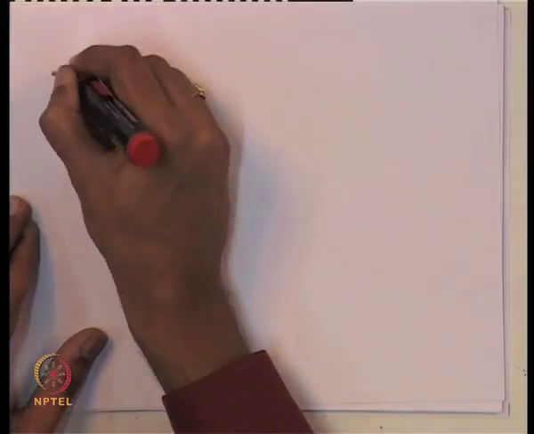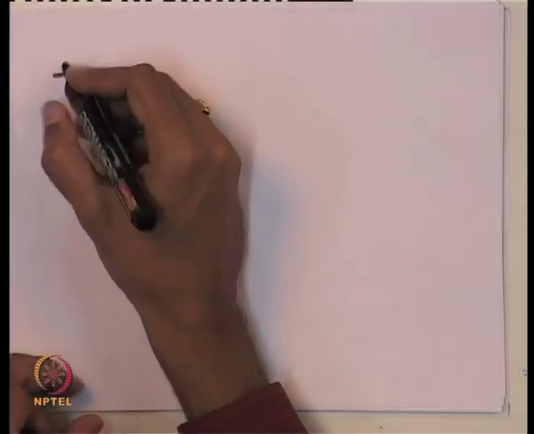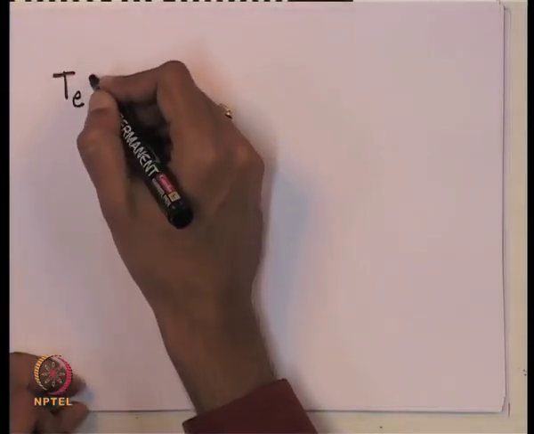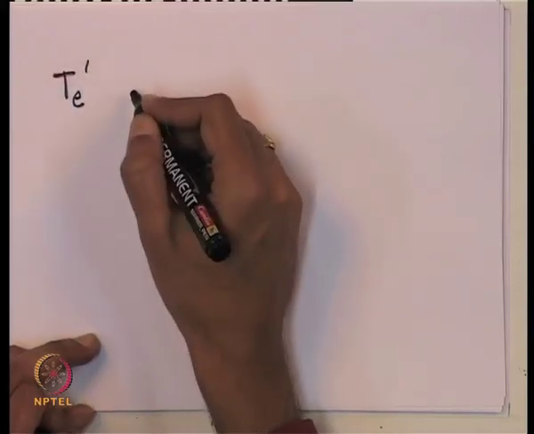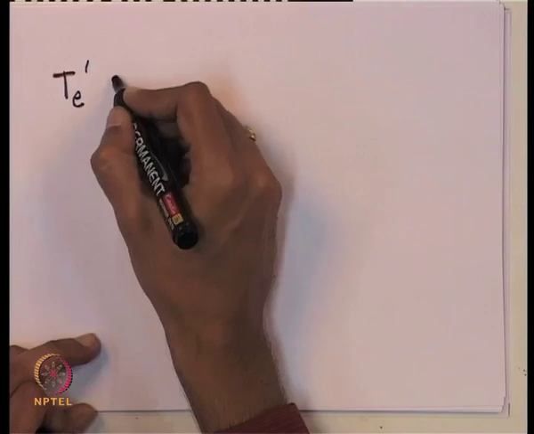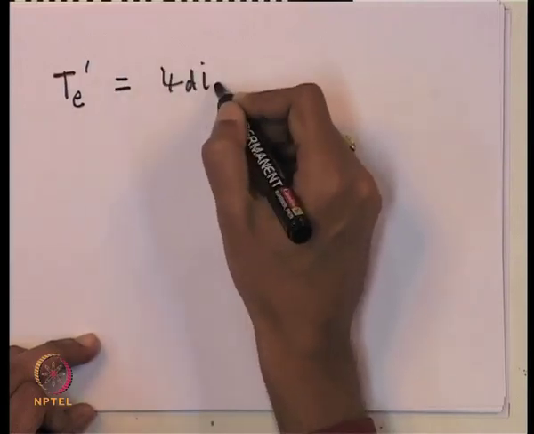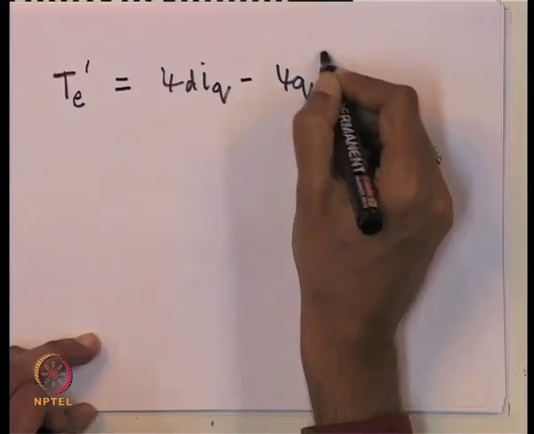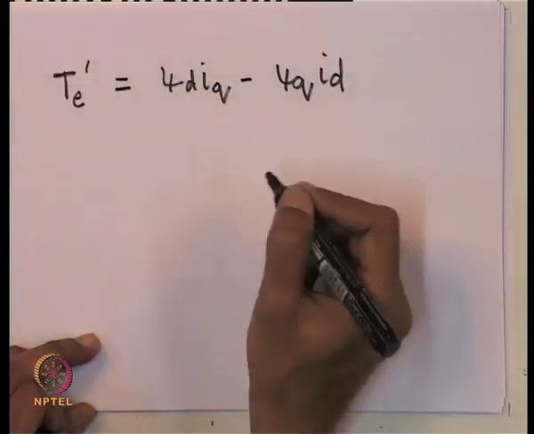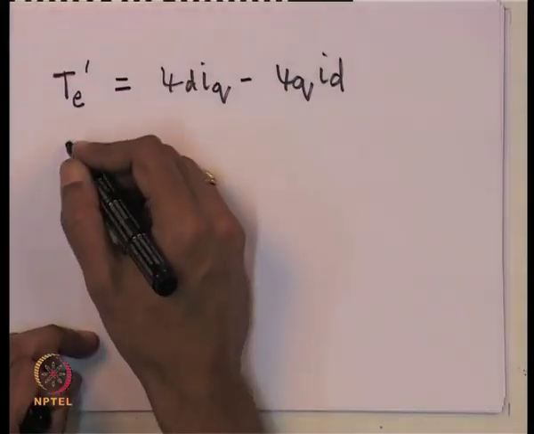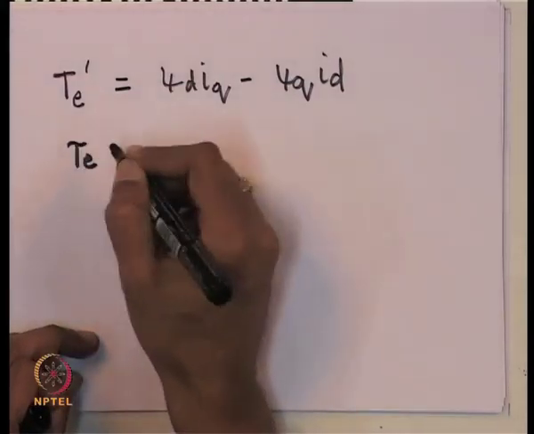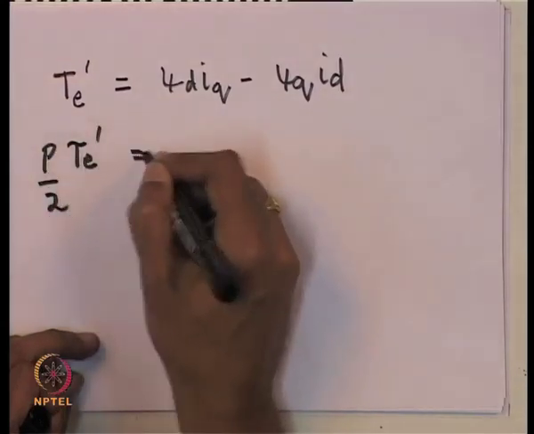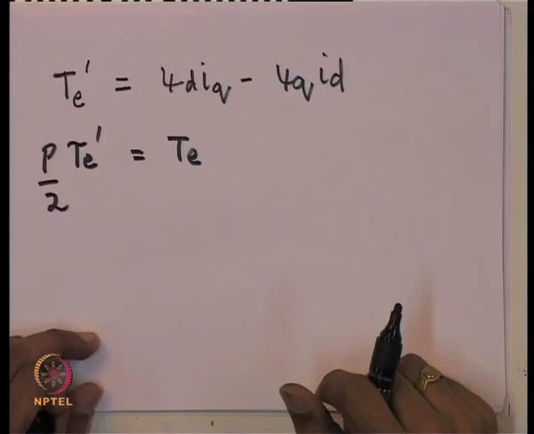So, torque is equal to, if you recall, the electrical torque T dash is equal to psi d I q minus psi q I d, and this is in fact the electrical torque for a two pole machine. In general, the electromagnetic torque is P by 2 times T dash. This is something you should remember.